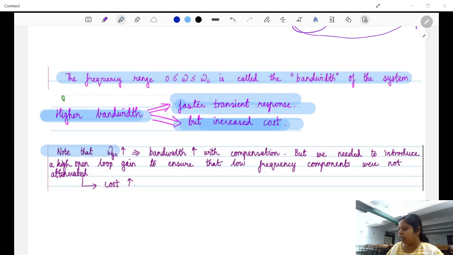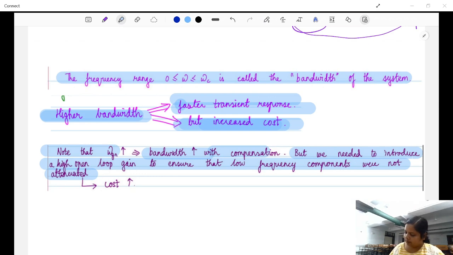So there is some kind of trade-off between them. So if you increase the gain crossover frequency, the bandwidth increases with compensation. But we needed to introduce a high open loop gain to ensure that lower frequency components were not attenuated. That leads to an increase in cost, right? Okay.